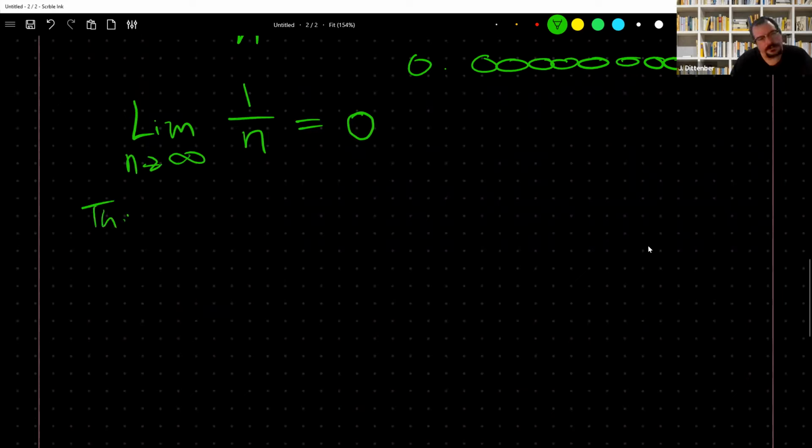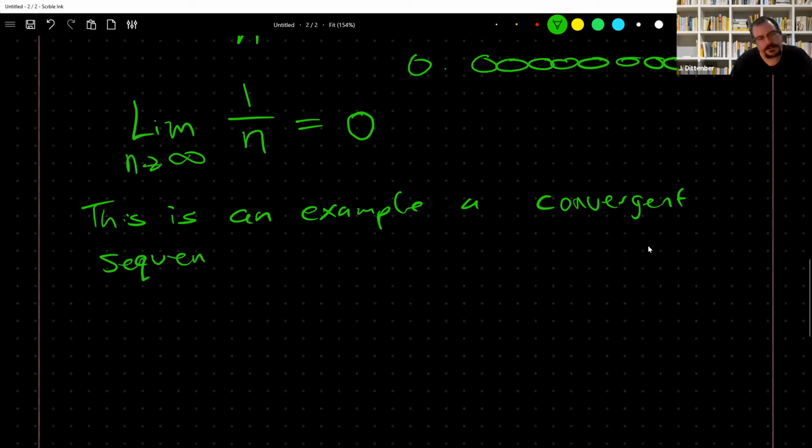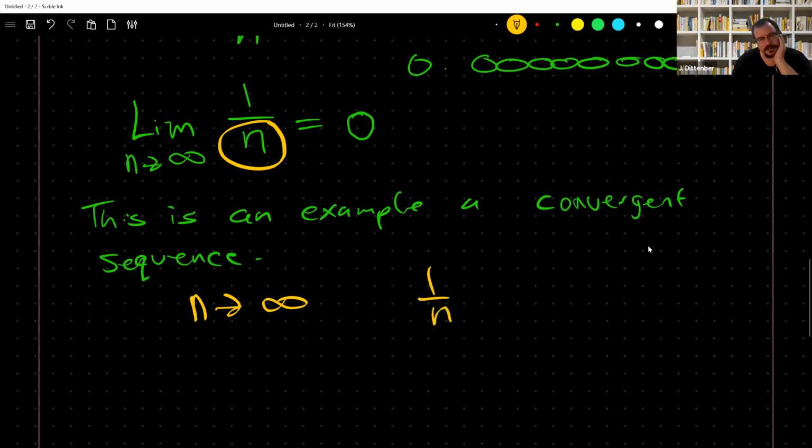So this is an example of a convergent sequence. So what does convergence mean? Well, from what we can see here, it means that as this value of n gets larger and larger, as n goes to infinity, our value for 1 over n is going closer and closer to 0.